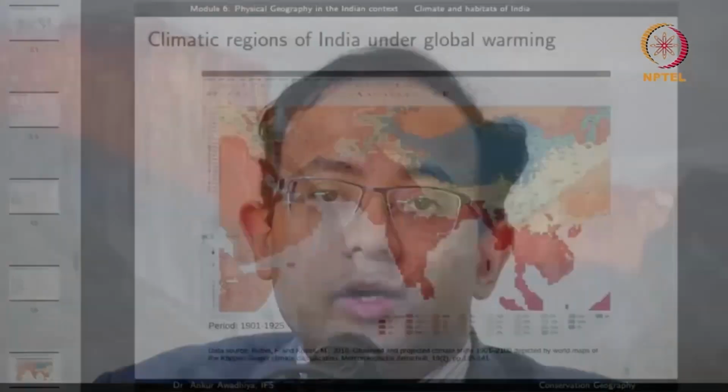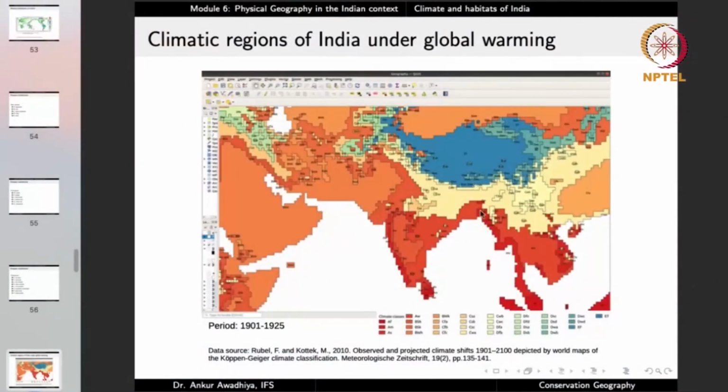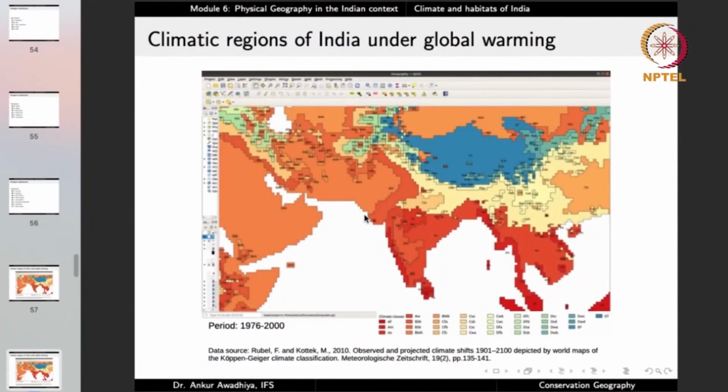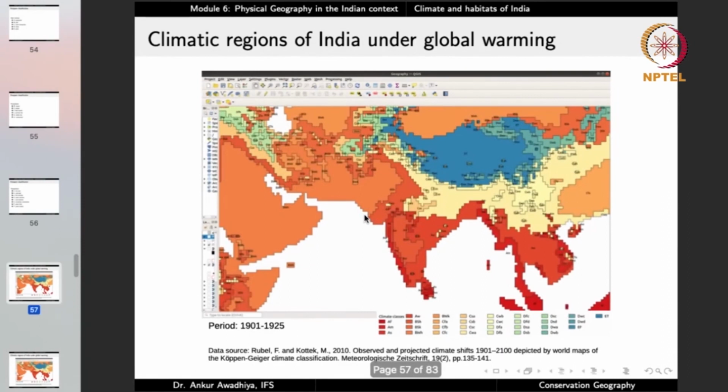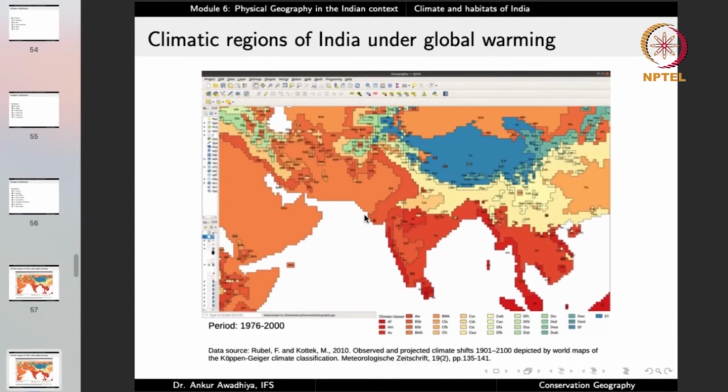So this is the climate classification for 1901 to 1925. This is the climate classification for 1976 to 2000. So basically what you can observe is that the areas are moving towards the north. So this is 1901, this is 1976. If you look at this portion, this is CW. Now CW has expanded. If we look at this portion, A, that has expanded. If you look at these portions, B, you observe that B has reduced. So this B portion is now shifting into A portion.